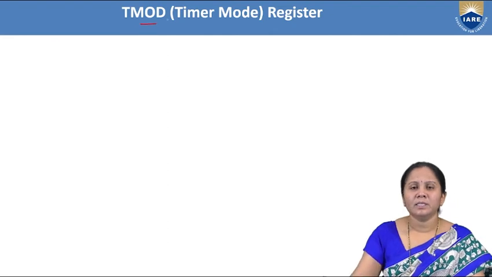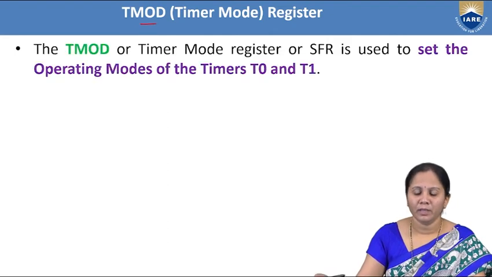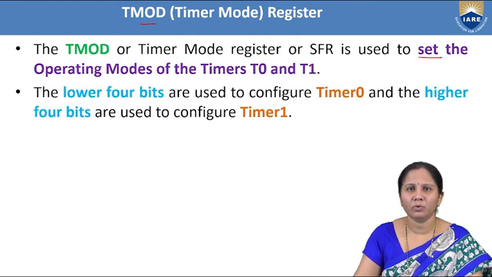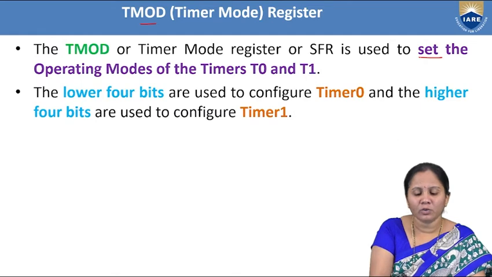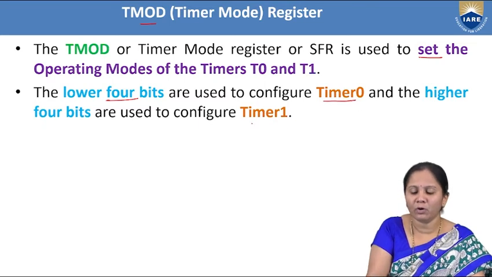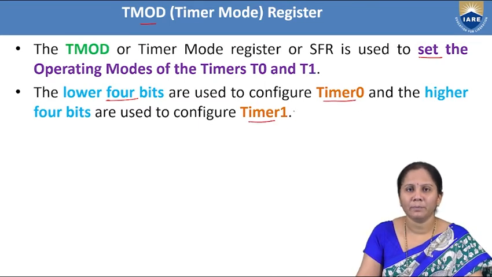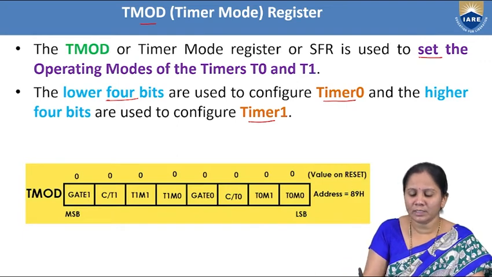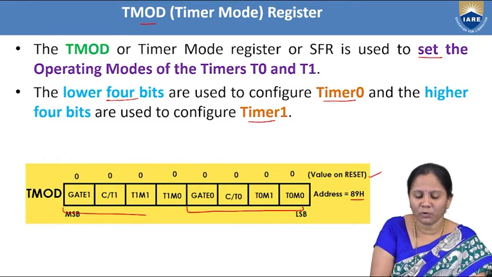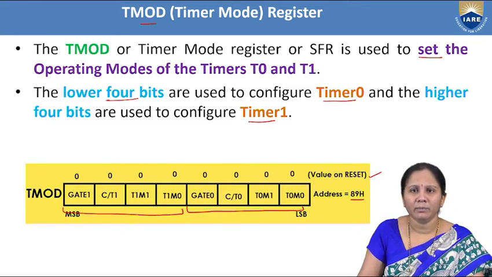Another register is the TMOD register. The TMOD register is used to set the operating modes of timer 0 and timer 1. It is also an 8-bit register. The lower order 4 bits are related to timer 0 and the higher order 4 bits are related to timer 1. Here this is the TMOD register having the fixed address of 89H, and these 4 bits are for timer 0 and these 4 bits are for timer 1.